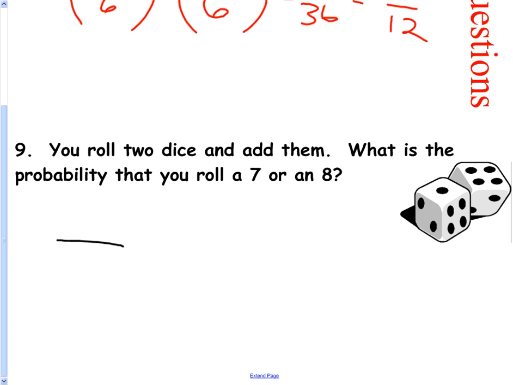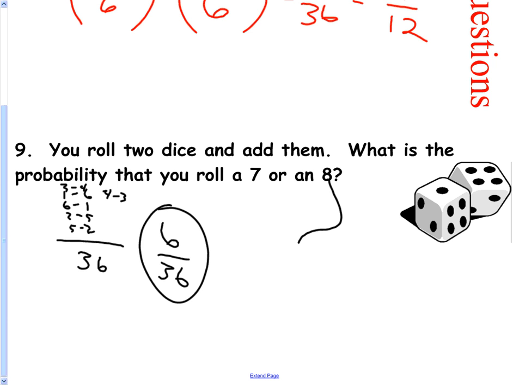Well, it's the ones you want over the ones that are possible. There's 36 things that are possible. The ones that work for you are a 1 and a 6, 6 and a 1. What else? 2 and a 5, and a 5 and a 2, and a 3 and a 4, and a 4 and a 3. So that's a total of 1, 2, 3, 4, 5, 6 things, 6 out of 36. Then I got to go to the 8 and do the same exact thing.